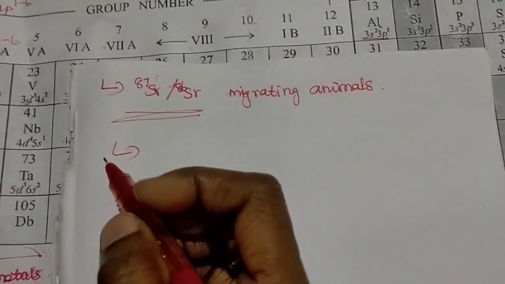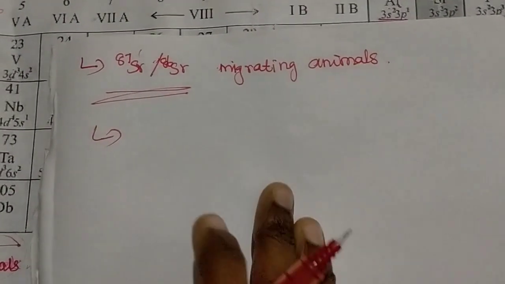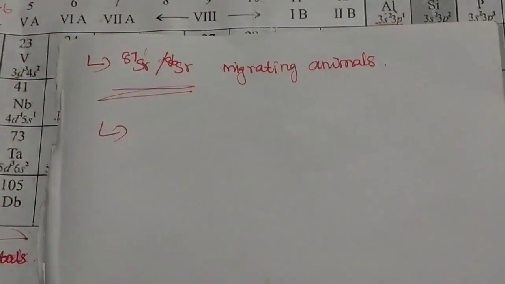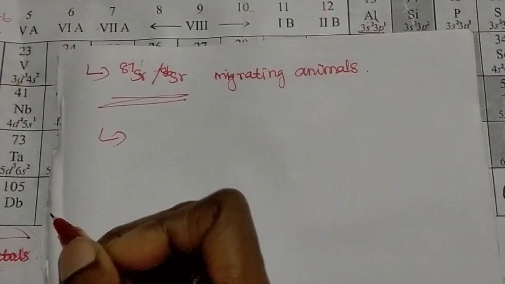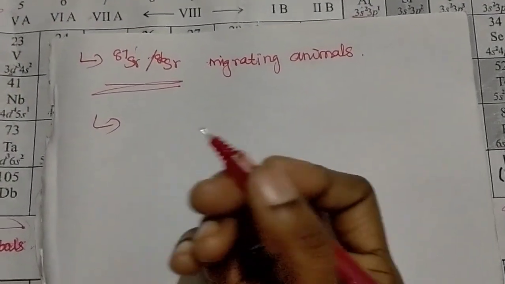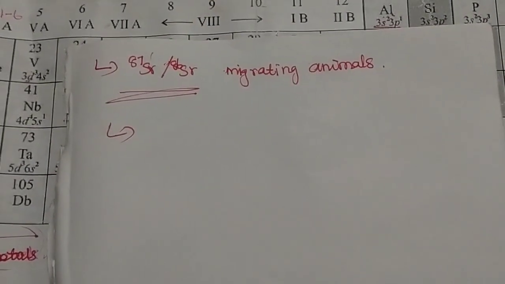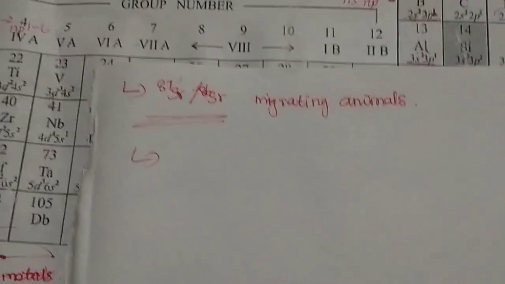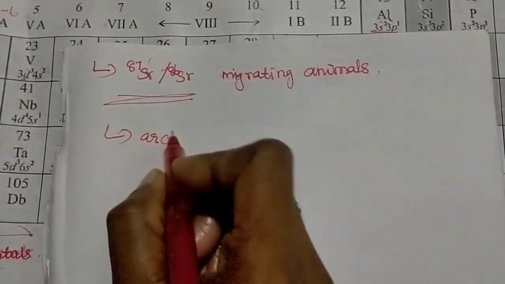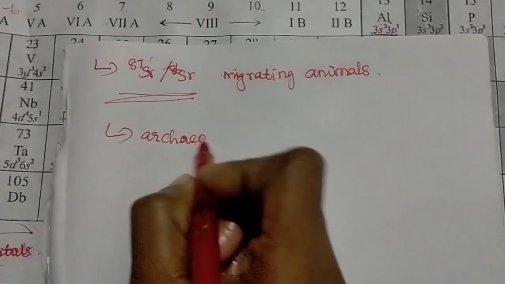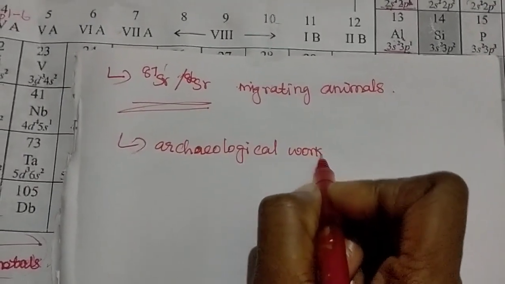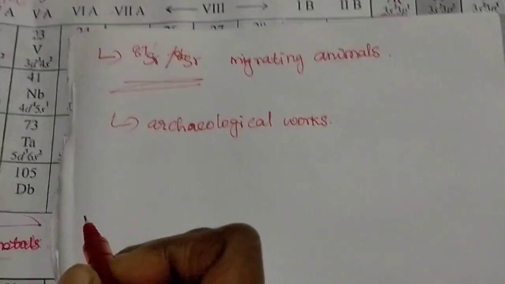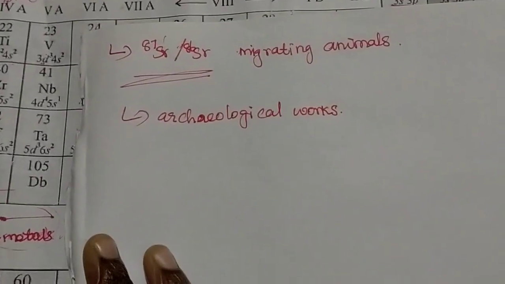The next one is very important for finding out the ages of rock, and we also use this in archaeological materials such as timbers and coins to get the source of these archaeological materials. So these are the uses of strontium.